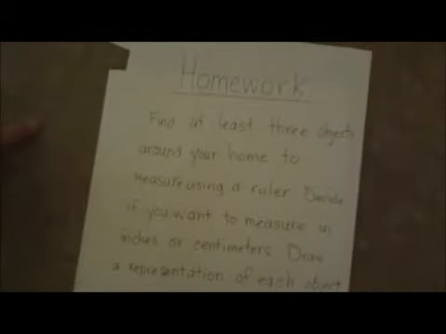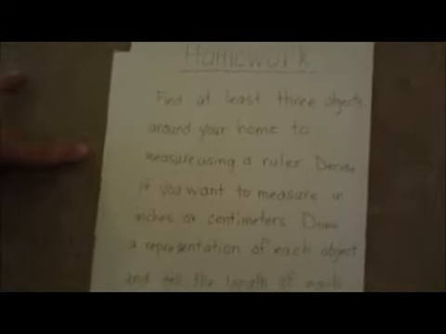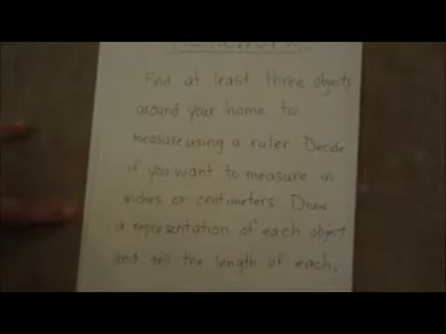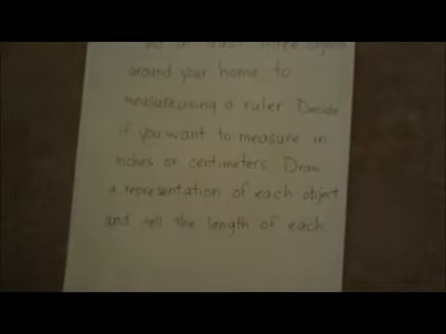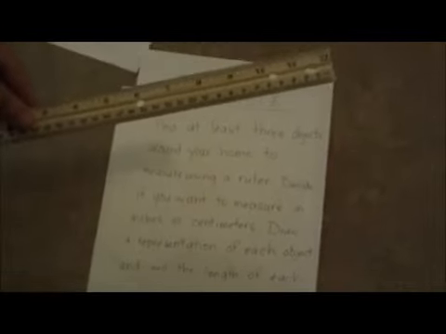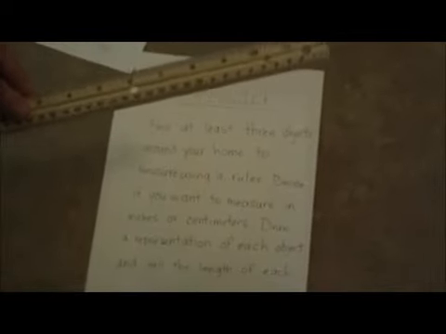So for your homework tomorrow, find at least 3 objects around your home to measure using a ruler. Decide if you want to measure it in inches or centimeters. Draw a representation of the object on a paper and then tell the length of the object. But remember, it needs to be something you would measure with a ruler. We would not measure a couch or a refrigerator with a ruler. So it needs to be something that this unit would be appropriate for.